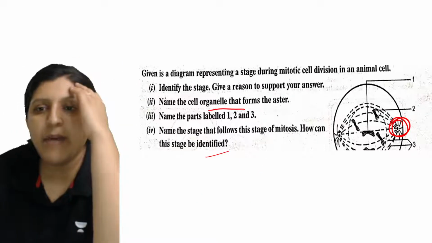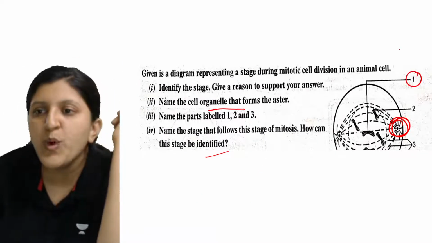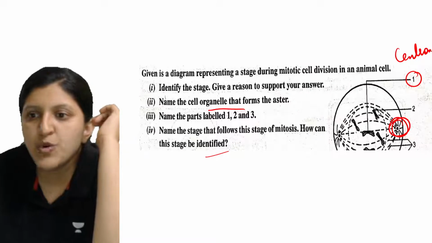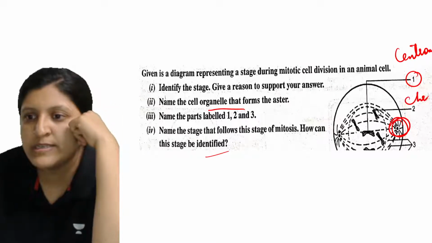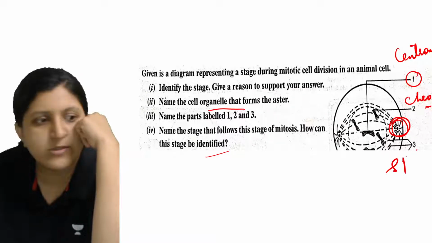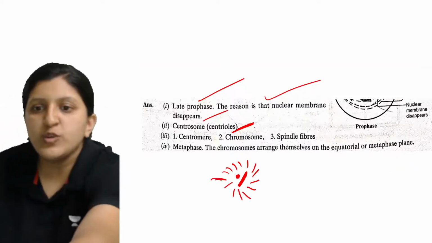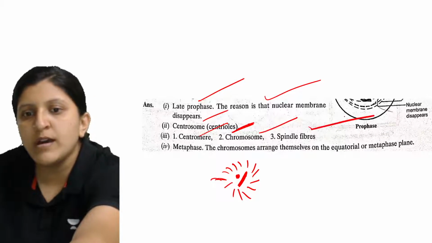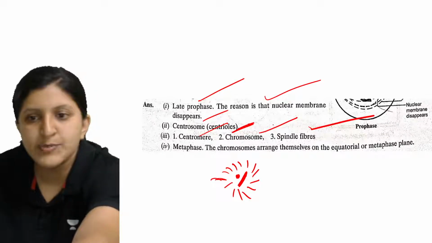Okay, so name the parts 1, 2, 3. So 1 is what? So this is a centromere. 2 is what? So 2 is a chromosome. Okay, so this is a chromosome. 3 is what? So this is a spindle fiber. So centrosome, chromosomes, centromeres, chromosome, and a spindle fiber.